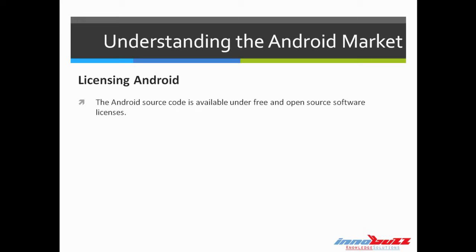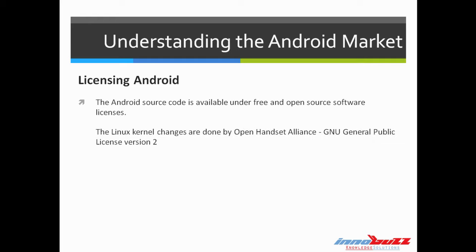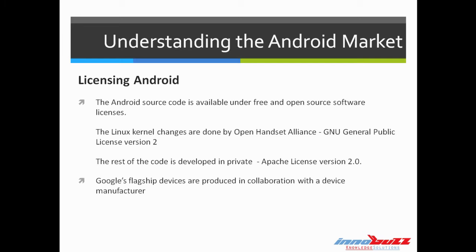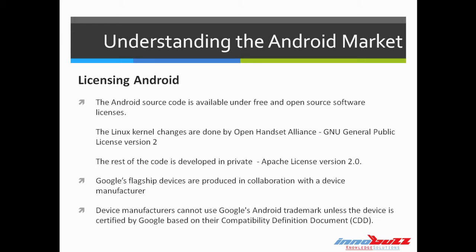Licensing Android. The Android source code is available under free and open source software licenses. That is, the Linux kernel changes, which are done by the Open Handset Alliance, are governed by the GNU General Public License version 2. Whereas the rest of the code, which is developed in private, is governed by Apache License version 2.0. Google's flagship devices are produced in collaboration with a device manufacturer. Device manufacturers cannot use Google's Android trademark unless the device is certified by Google based on their compatibility definition document.